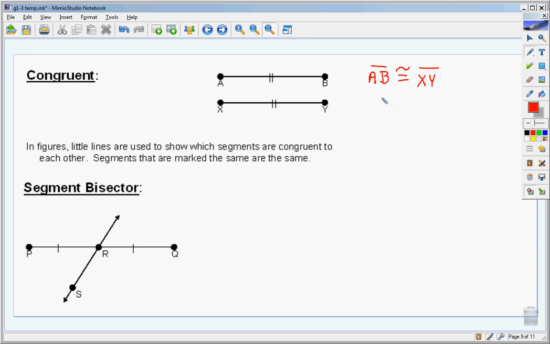The definition of congruence says if this is true, then this is true. If two segments are congruent, then their lengths are equal.